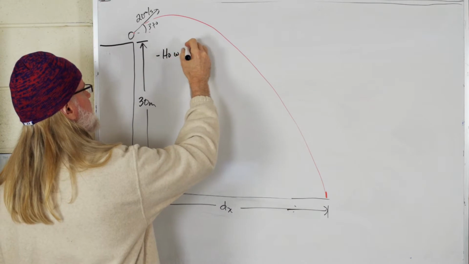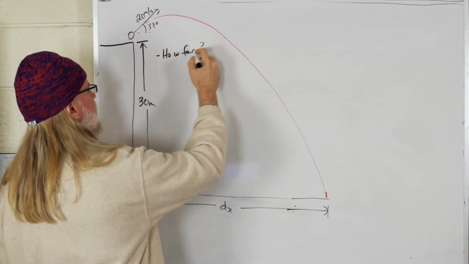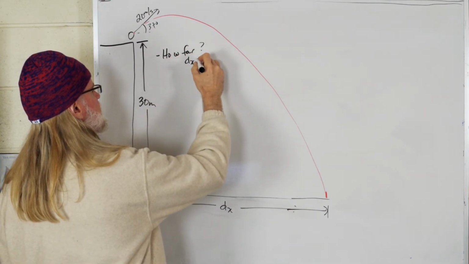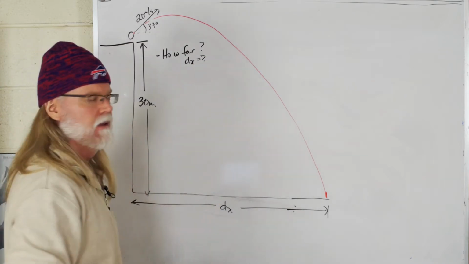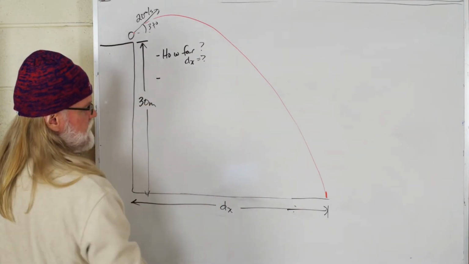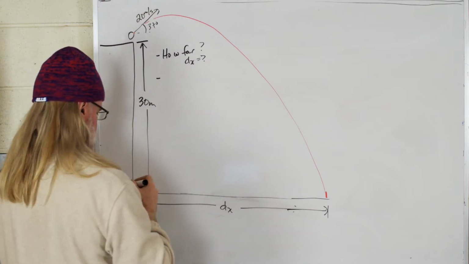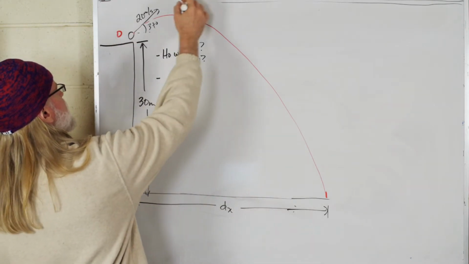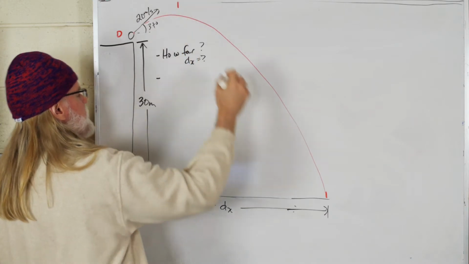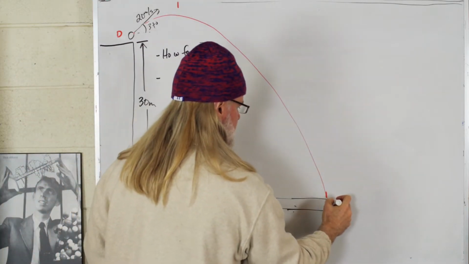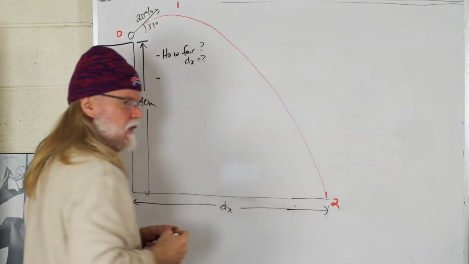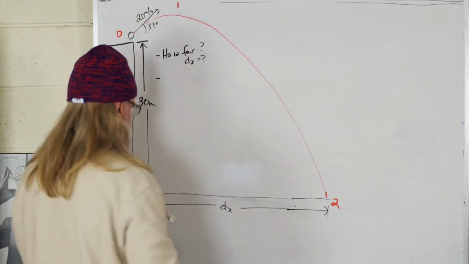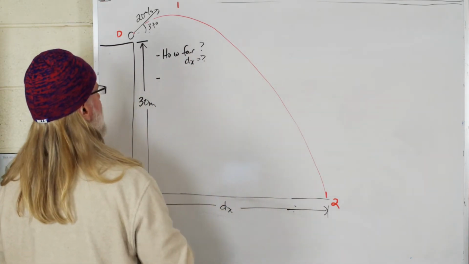How far from the base of the cliff? I'm just going to abbreviate. How far? So d of x equals question mark. Let's give ourselves some numbers. We're going to call the beginning 0, when it reaches its maximum height 1, and just before it lands 2.